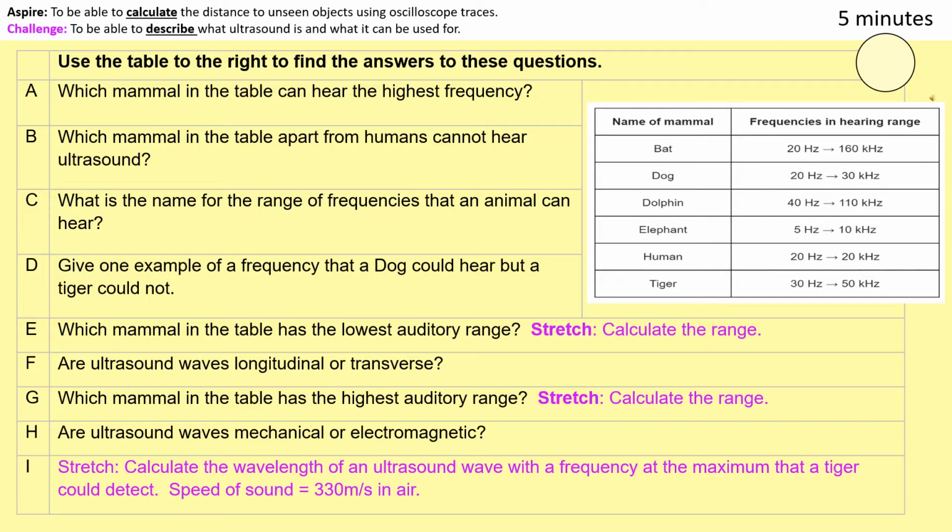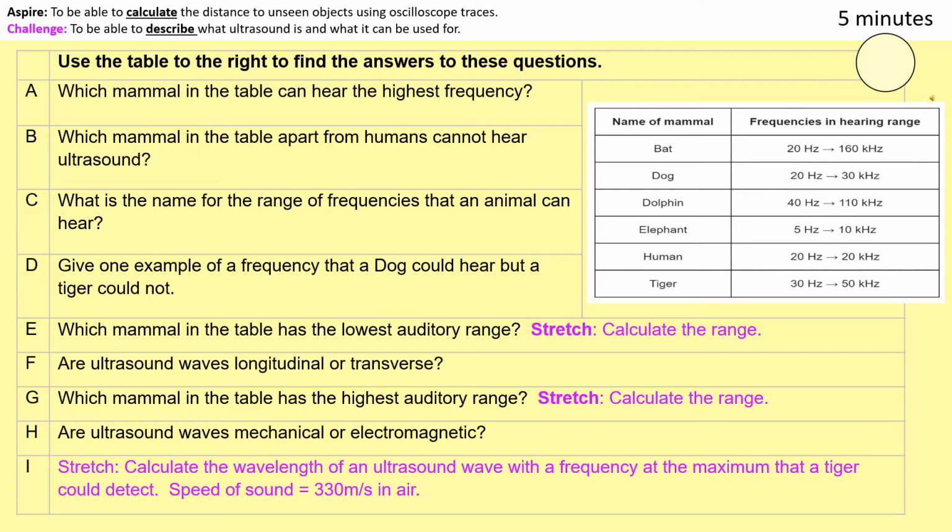Now, most of those questions, definitely A, B, C, D, and E, are all to do with the table that is shown. It's the one that says name of the mammal: bat, dog, dolphin, elephant, human, tiger, and then it shows you the frequencies that they can hear. So have a go at answering those questions.